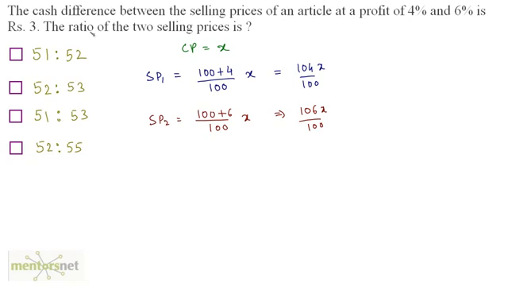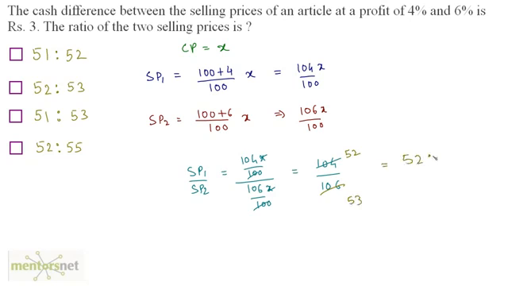Now what is asked is the ratio of these two selling prices. So SP1 upon SP2 is basically what is asked. So this is equal to 104X upon 100 upon 106X upon 100. Hundreds get cancelled out, X gets cancelled out. So we have 104 upon 106. So we can divide both the numerator and denominator by 2. We get 52 divided by 53. So this is 52 is to 53. So the ratio is this.